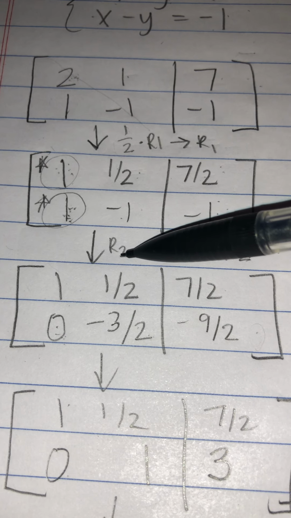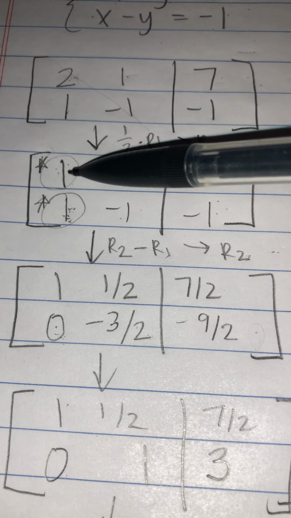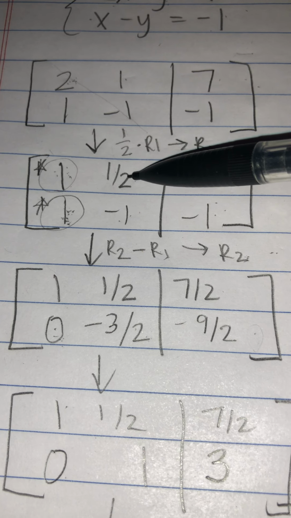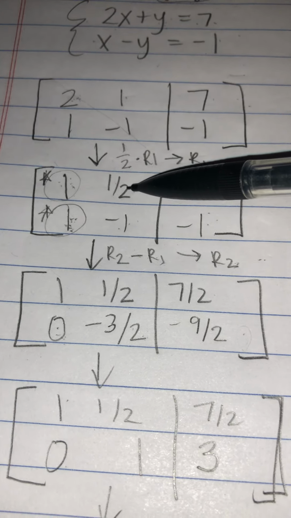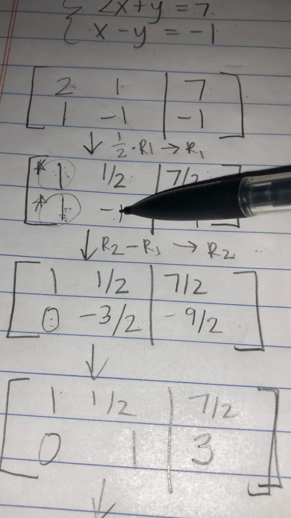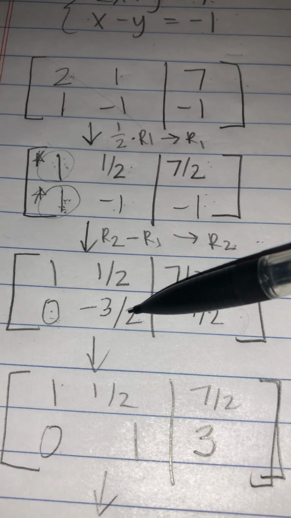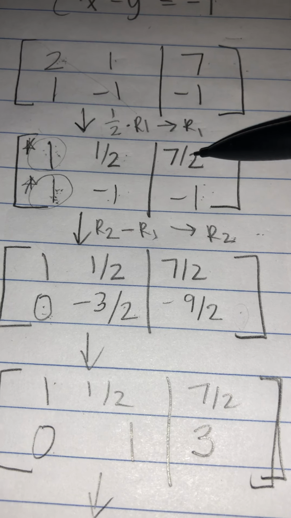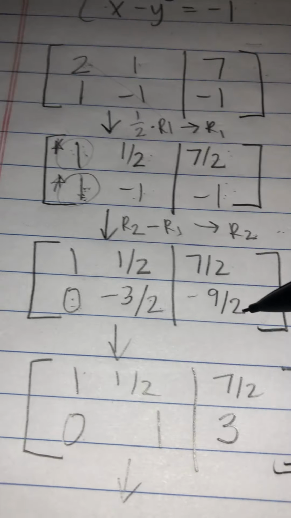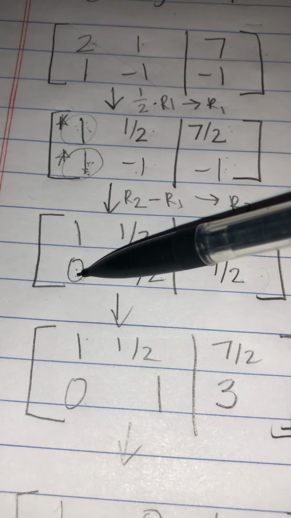So row 2 minus row 1. So 1 minus 1 is 0. Negative 1 minus 1/2. If you need to, use your calculator, but I'll take my word for it. Oh, negative 1 minus 1/2 is negative 3/2. And then negative 1 minus 7/2 is negative 9/2. Okay, so I'm halfway there. I got my 1 and my 0.